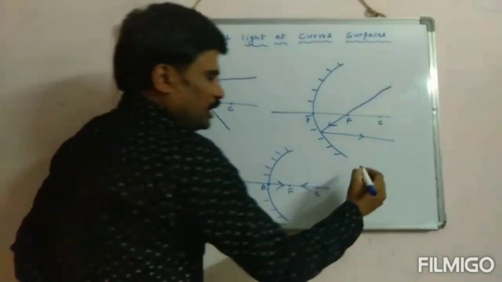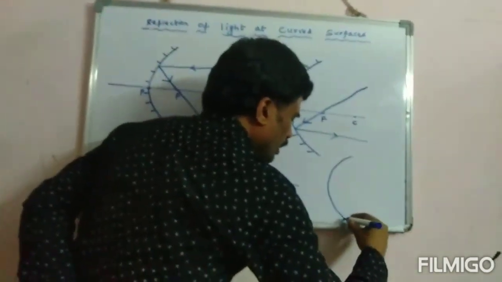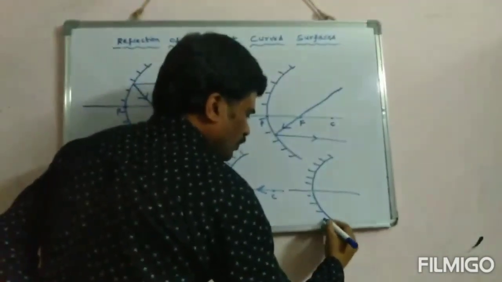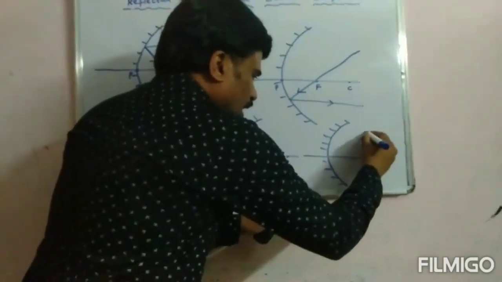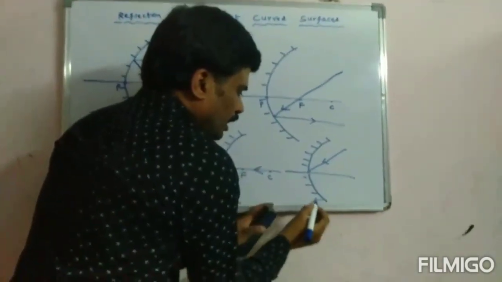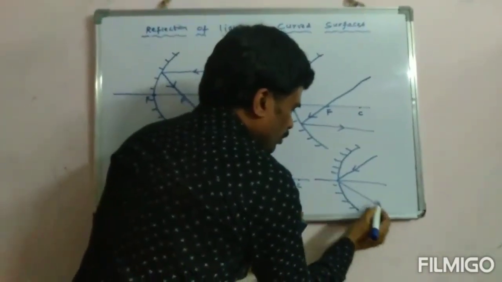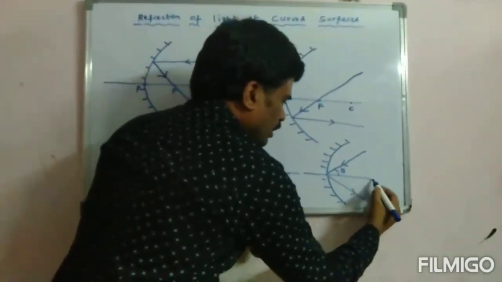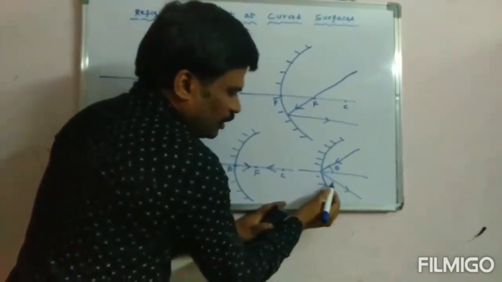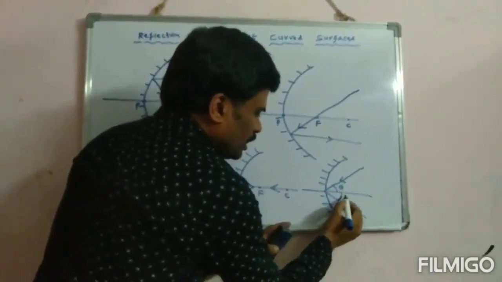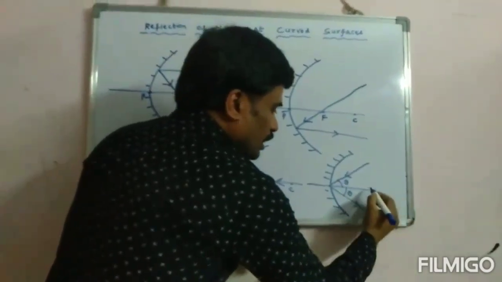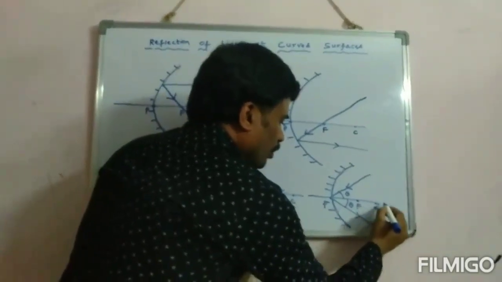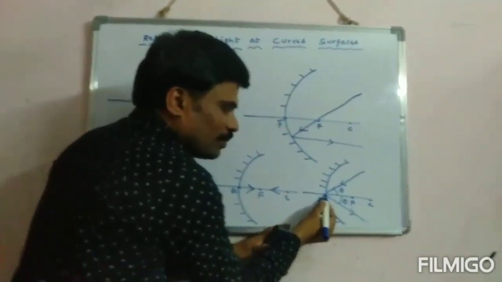Now next let us see the last rule. If a light ray is incident at the pole, then it will bounce back, but you can observe here the angle between the incident ray and the principal axis and the angle between the reflected ray and the principal axis are the same. Here the principal axis is acting as the normal at the point of incidence.